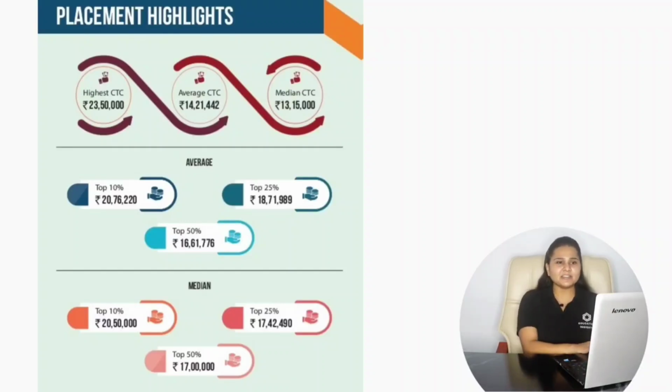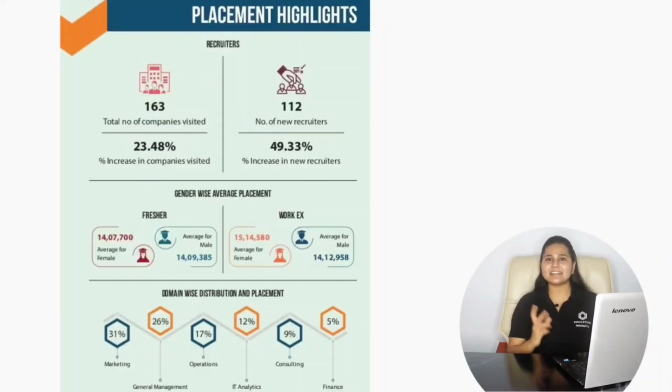Then if we consider the top recruiters, overall 163 companies participated in the campus recruitment. Out of that, 112 companies are new recruiters. Then there is a 23.48% increase in companies visited compared to the placement report for the batch of 2021-2023. And the increase in new recruiters is 49.33%.